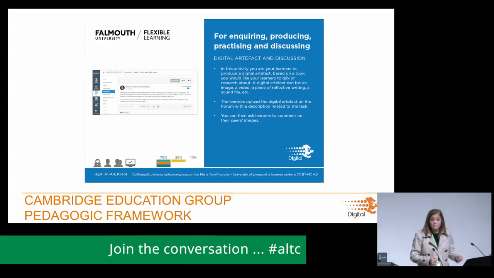And this is an example. So we have different examples from different partners. In this case, this one is from Falmouth University, and it's for inquiring, producing, practicing, and discussing. And it's contextualizing what we are saying with the framework. You can see there the different components of the activities that I mentioned, the 70-20-10 with the learning type, so you know what you're targeting using that type of activity.